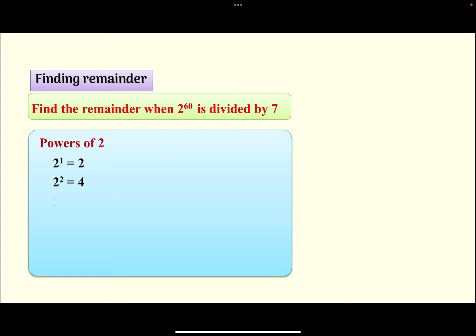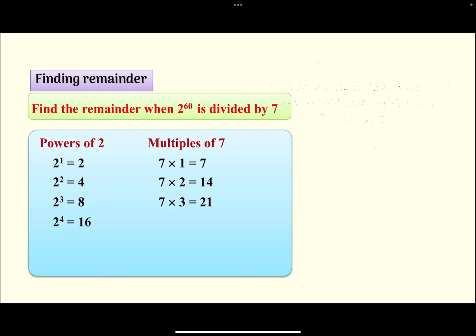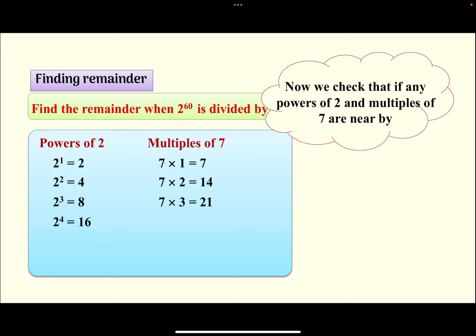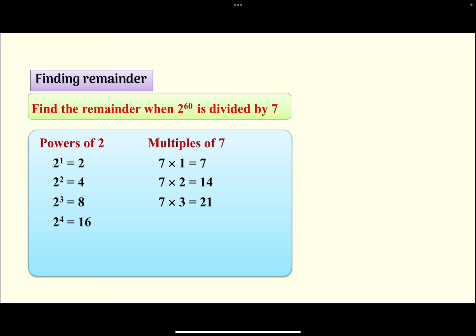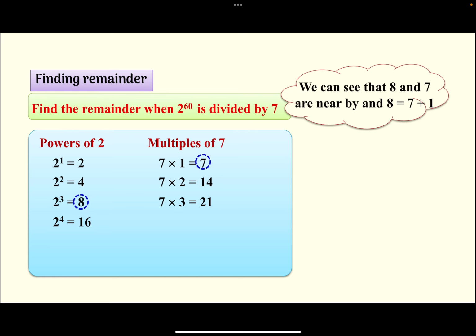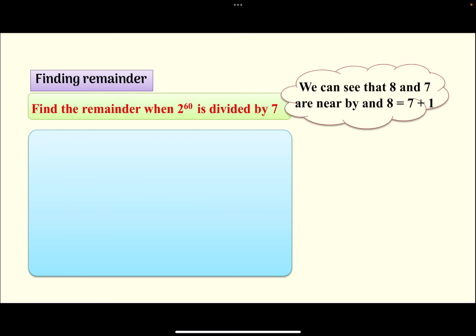Powers of 2 go like this: 2 raised to 1 is 2, then 4, 8, 16. Multiples of 7: 7, 14, 21. Now we check if any power of 2 and multiple of 7 are nearby. As you can see, 2 cube is 8 and 7 into 1 is 7. So we will be writing 2 raised to 60 as 2 cube raised to 20.